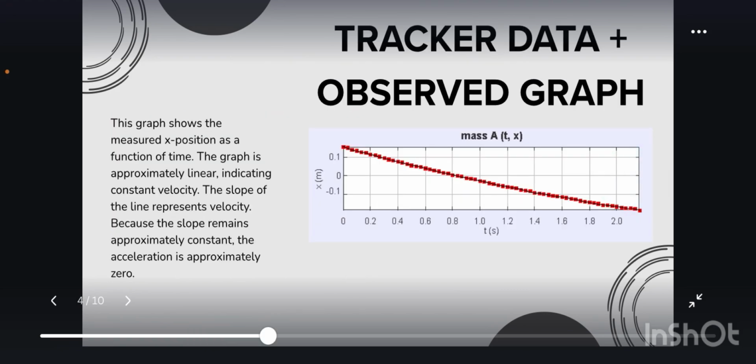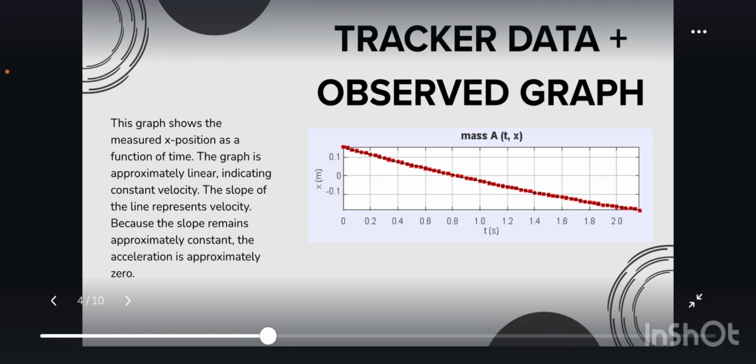This is the graph that I received, where you can see the measured x position as a function of time. The graph is approximately linear, indicating constant velocity. The slope of the line therefore represents velocity.